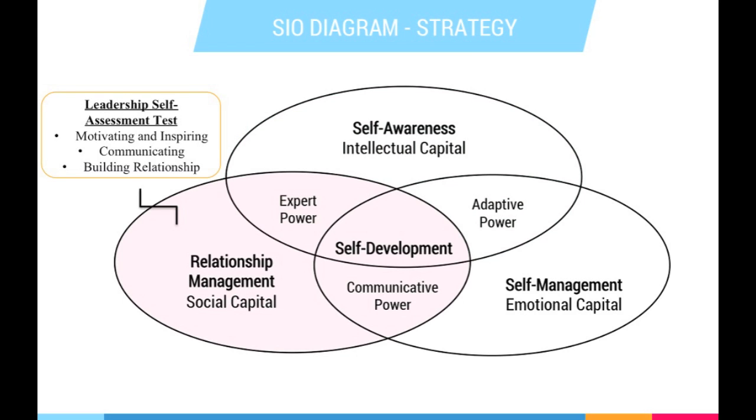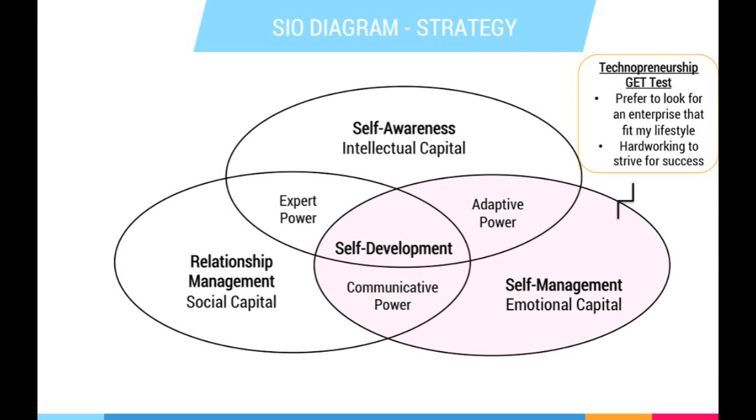While in the leadership self-assessment test, it is proven that I am a person who likes to motivate and inspire others, and I'm good at communication and building relationships with others. While for the technopreneurship GET test, it means that I prefer to look for an enterprise that fits my lifestyle, and I am also hardworking to strive for success. So for strategy, I will only see and focus on this scope of my strengths, and I will improve what needs to be improved within my characteristics or my abilities.